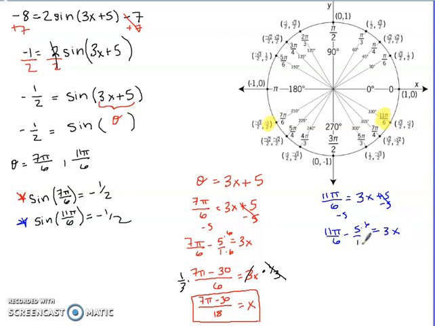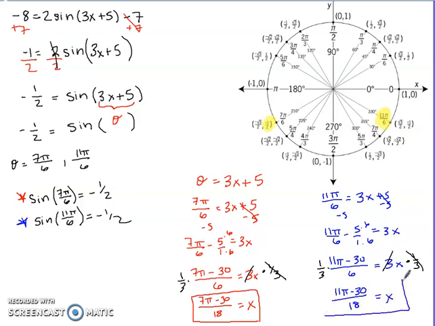and then I'll add by getting a common denominator. 11 pi minus 30 all over 6 is equal to 3x. And then I'll multiply by 1/3 to reduce those 3's all the way. And I end up with 11 pi minus 30 all over 18 is equal to x. So I've got two solutions for x on my interval from 0 to 2 pi.